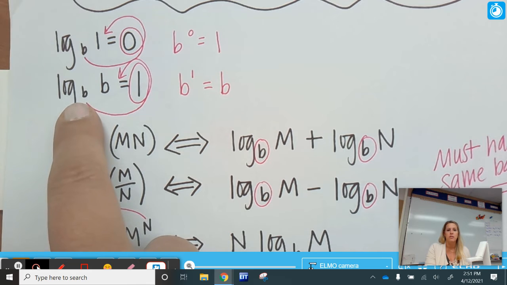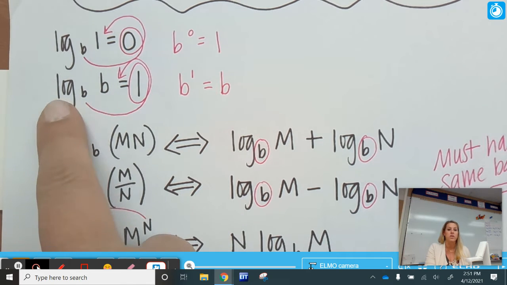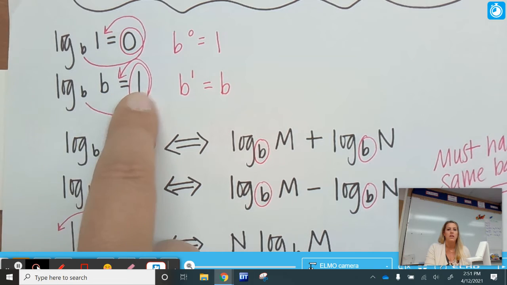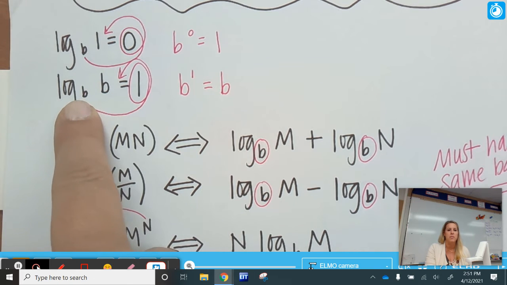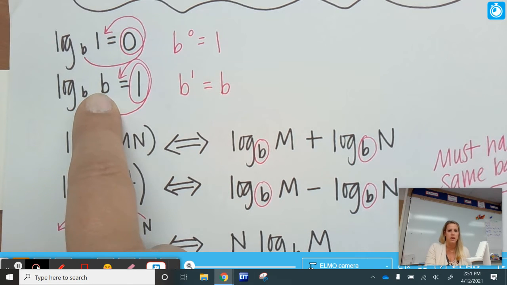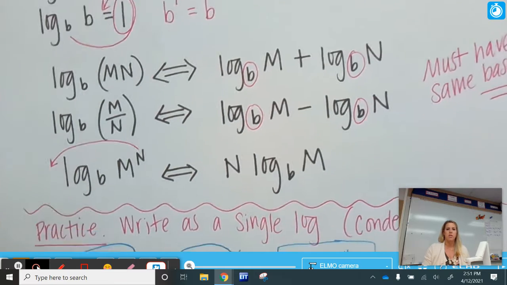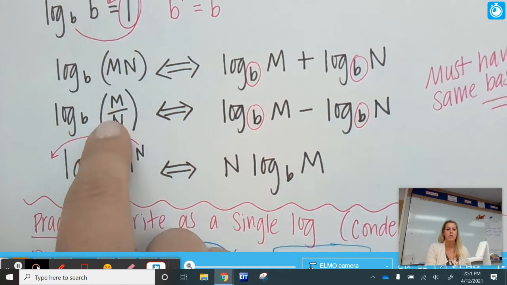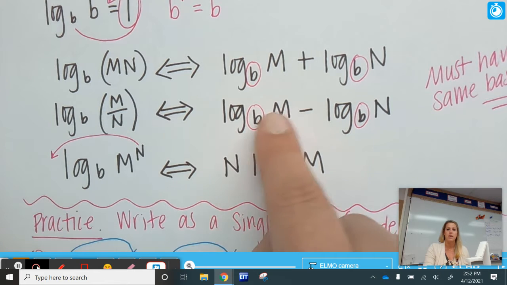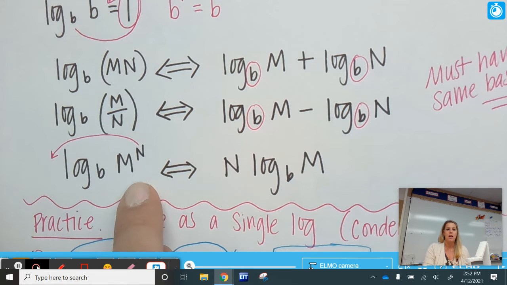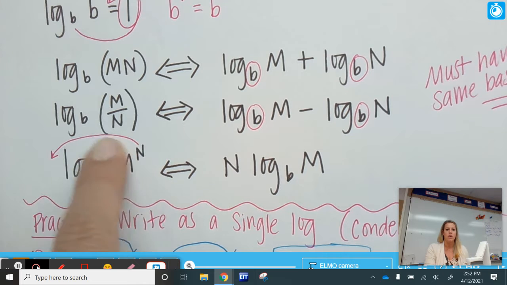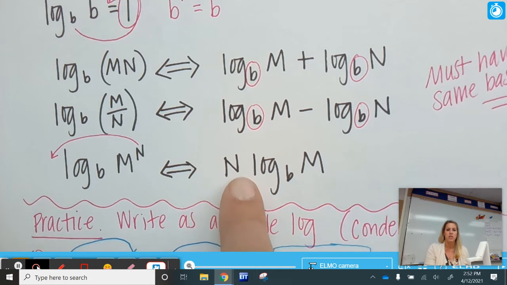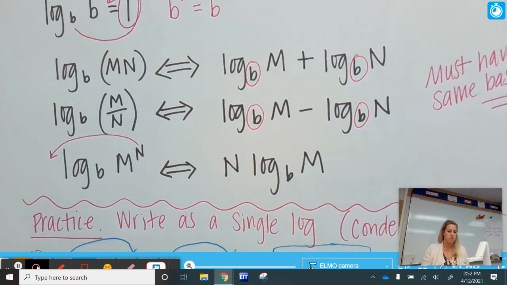So log base 5 of 5 equals 1. So if we say log of 10, that actually equals 1 because this is a base of 10 here and this is 10 here. And then the three that we used were when we're multiplying, we're adding them together. When we see a division sign, that means we're subtracting. And if we have an exponent, we're allowed to move it forward as a coefficient to change around our logs in order to solve.